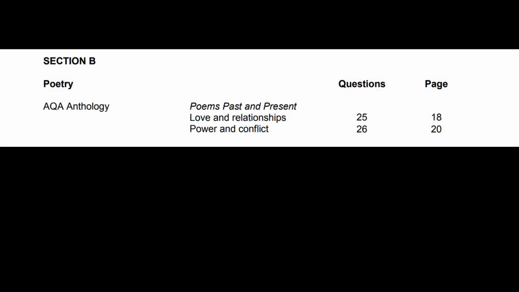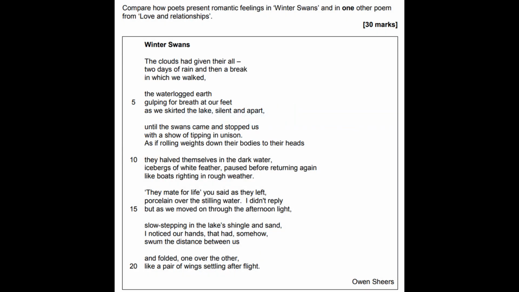For Section B of Paper 2, you'll be answering the question on love and relationships. One of the poems from the cluster will be printed on the page. You will answer the question by referring to the printed poem and comparing it with one other poem from the collection. You will be expected to remember this poem from memory. You have 45 minutes to write your answer.